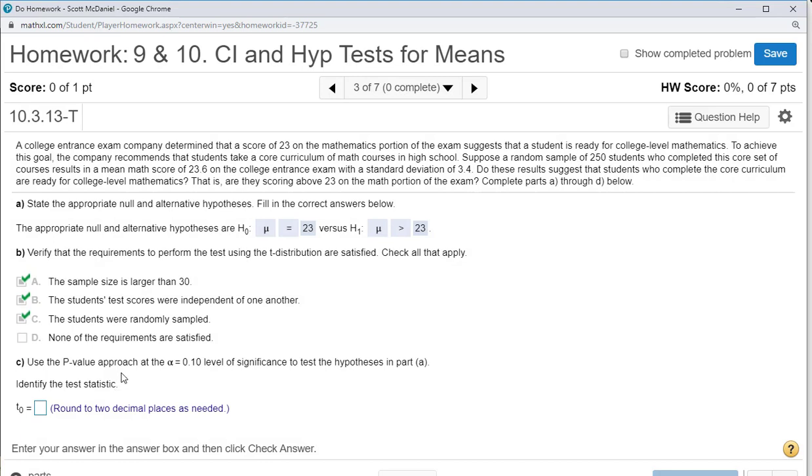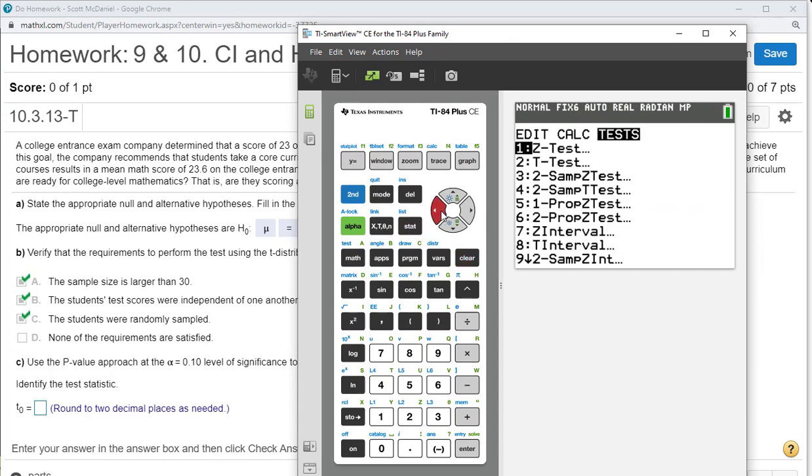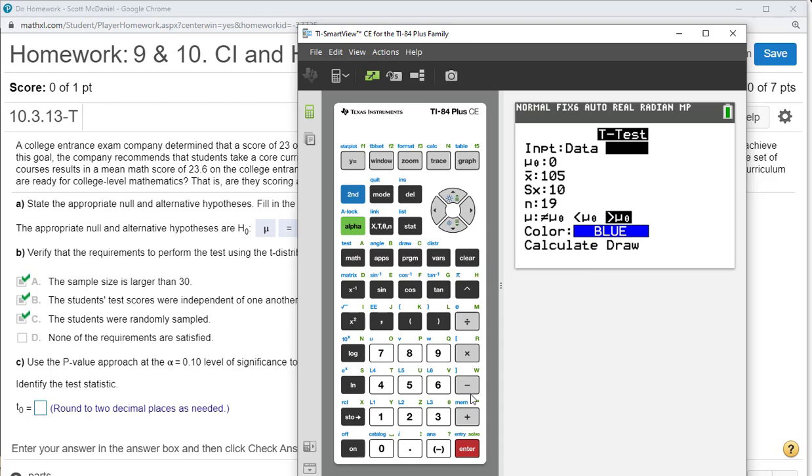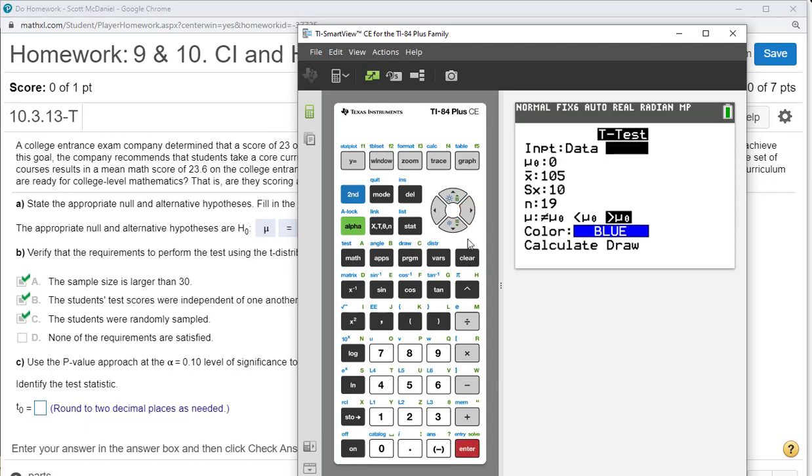Okay, use the p-value approach, and that's the only one we're really doing in here. We're testing the hypothesis. So let's go ahead and write the test statistic, and then we'll write the p-value. And we're going to do this on the TI. So we're going to go to stat, test, and this is a t-test, looking at means. And we just have one sample, so it's T-Test. We don't have the raw data. So if you go over here to data, you have a choice to put in a list of L1. We don't have a list of L1, so it's not that one. We have the summary statistics.